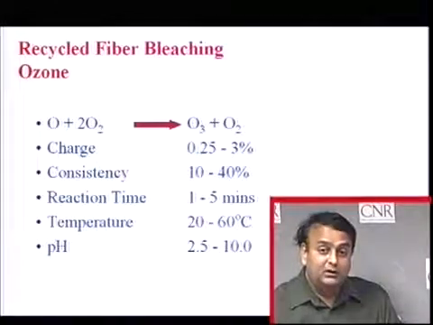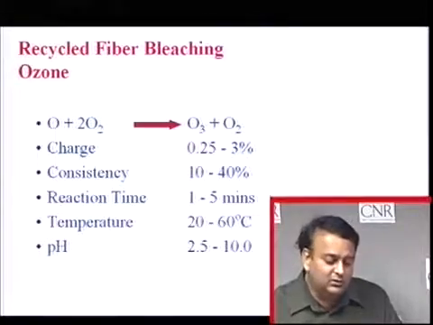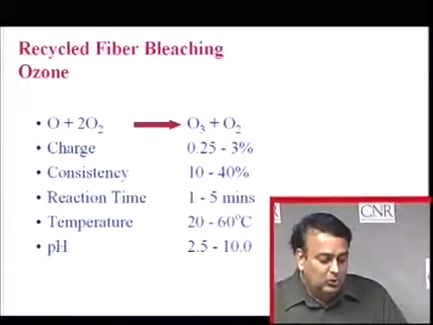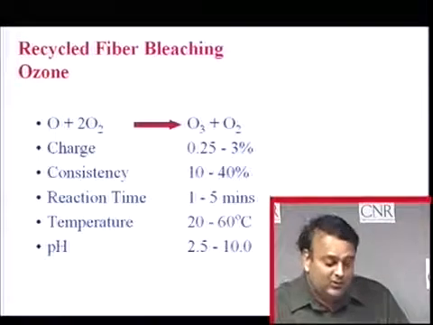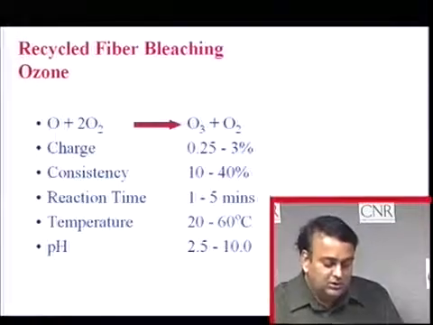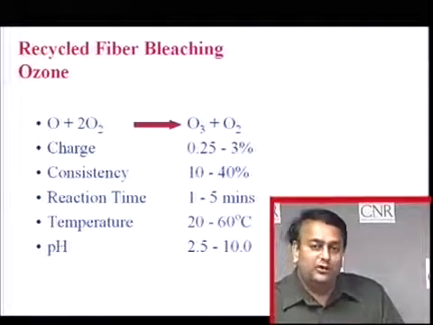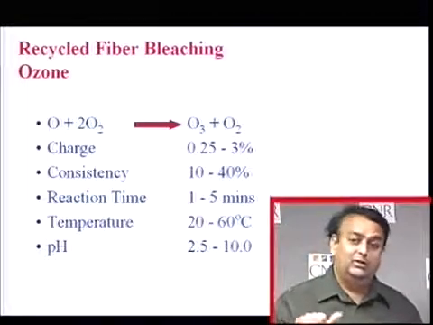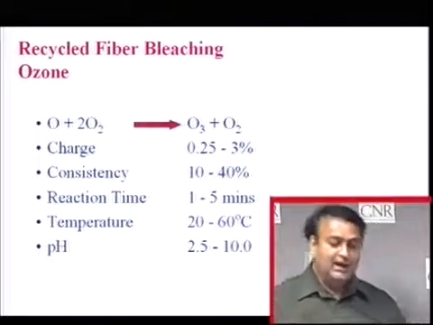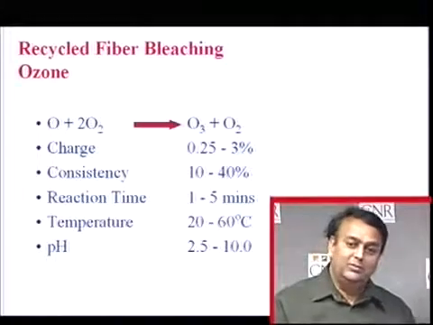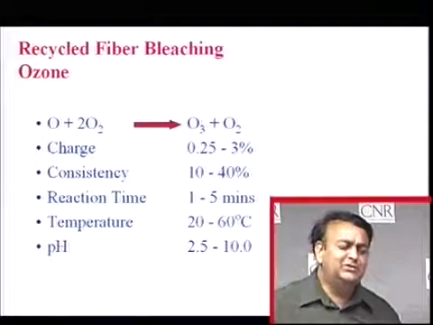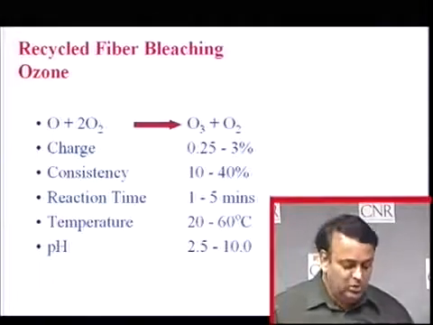The next chemical is ozone. This is again a total chlorine free chemical. Ozone is a triatomic form of oxygen, O3. Typical charge 0.25 to 3%. Above 2.5% ozone, the brightness levels off. Again, consistency 10 to 40%. Very short retention time is needed, 1 to 5 minutes.